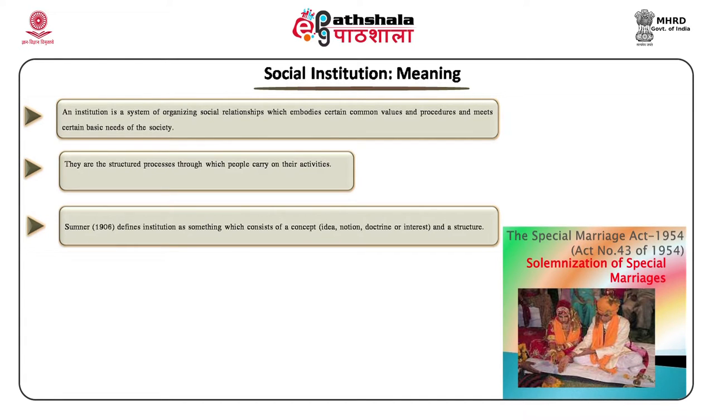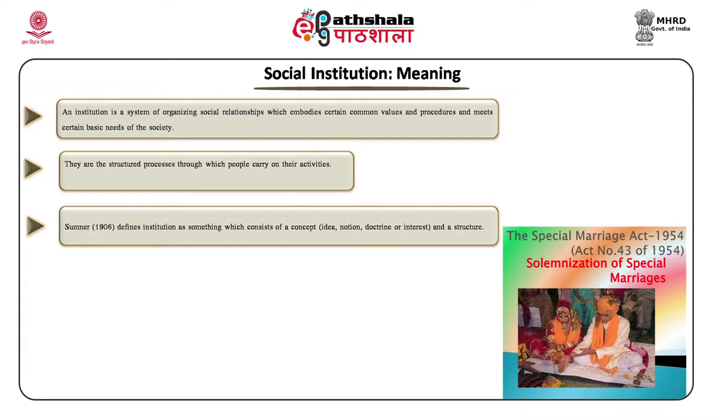According to Horton and Hunt, an institution is a system of norms to achieve some goal or activity that people feel is important, or more formally, an organized cluster of folkways and mores centered on a major human activity. Sumner defines institution as something which consists of a concept, idea, notion, doctrine or interest and a structure.